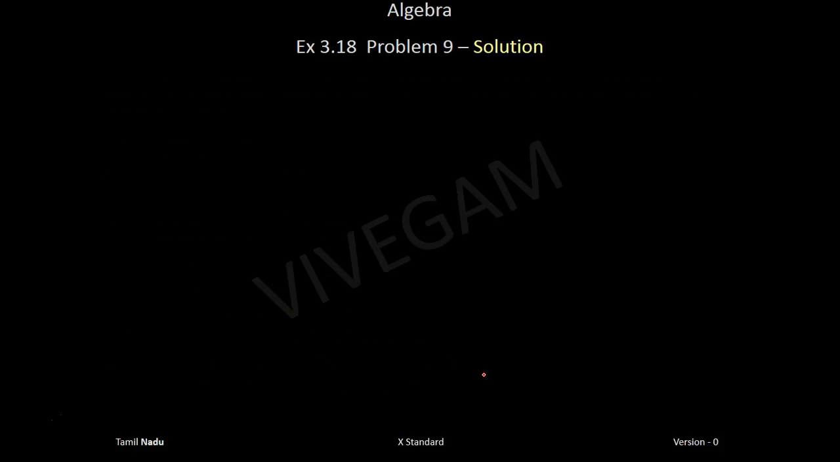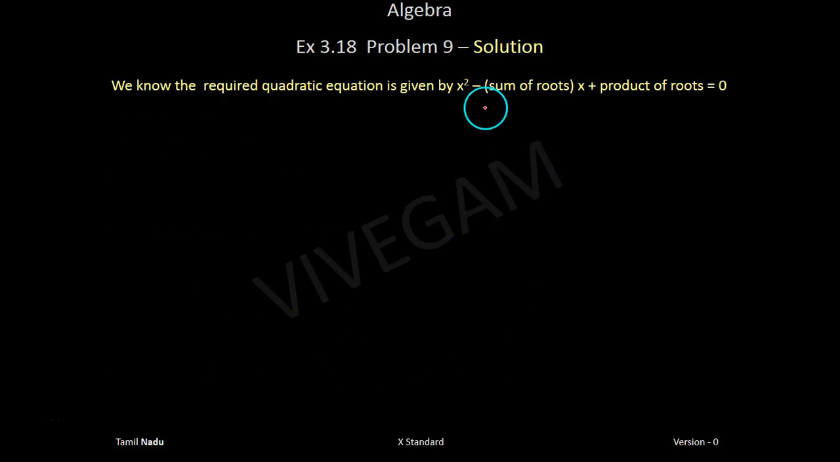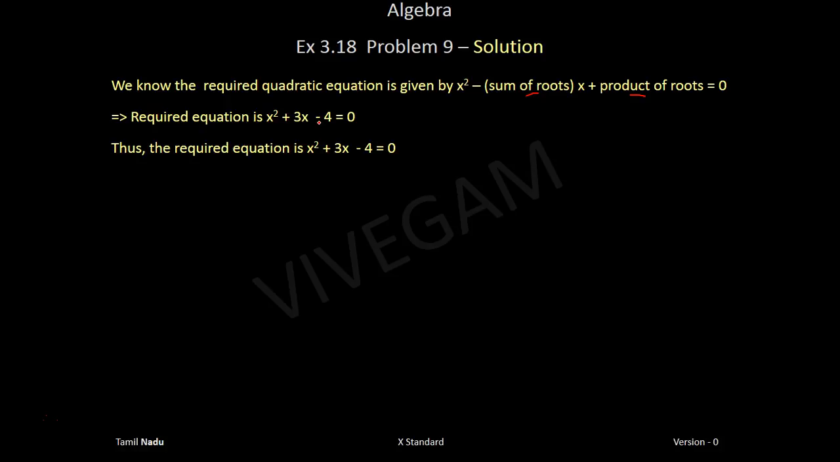The required equation can be found using this formula: x² − (sum of the roots)x + (product of the roots) = 0. Now we know these values. Substituting them, the sum of the roots in our case was −3, so it becomes plus 3x here, and the product of the roots was −4. So x² + 3x − 4 = 0 is the required equation.